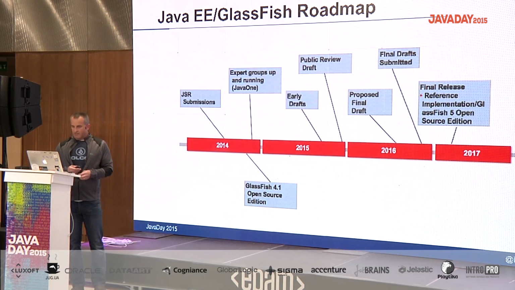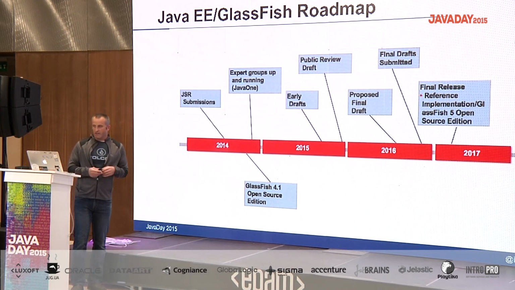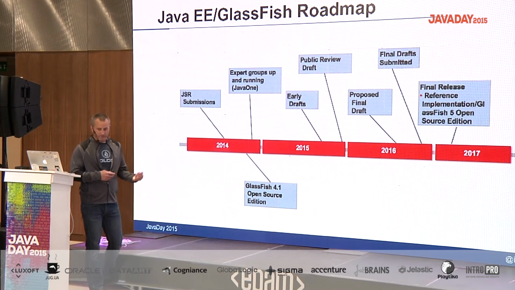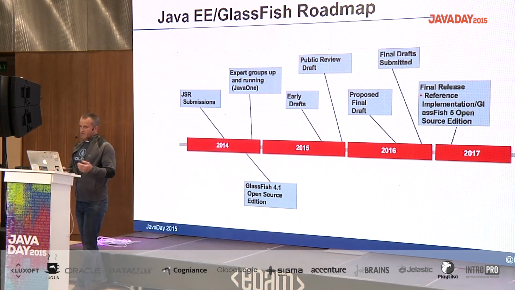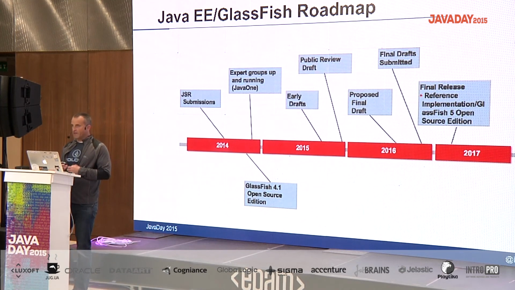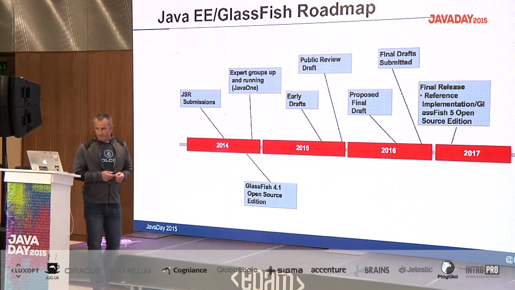And by the last part of 2016, we hope to finish the proposed final drafts as well as the final drafts. And the first part of 2017 should bring a final release of GlassFish 5 and Java EE 8. So there's still time to contribute.